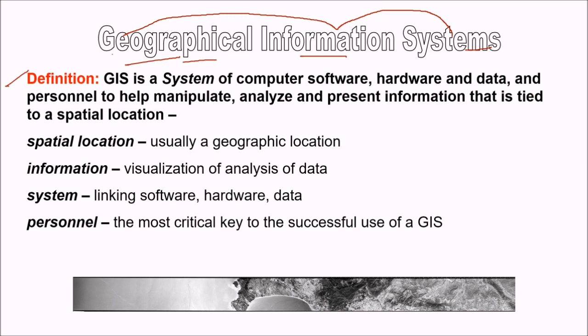So the definition is: GIS is a system of computer software, hardware, data and personnel to help manipulate, analyze and present information that is tied to a spatial location. So what we are talking about here is the hardware plus the humanware plus the dataware plus the software. You combine them and you get a geographical information system. Essentially, people talk about GIS as the software, but it is more than that.